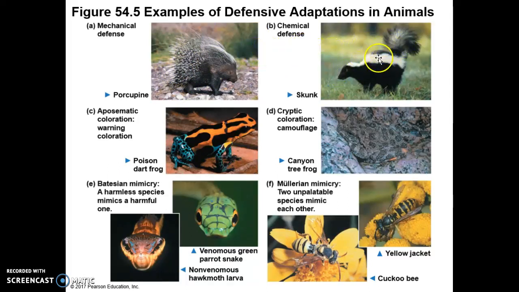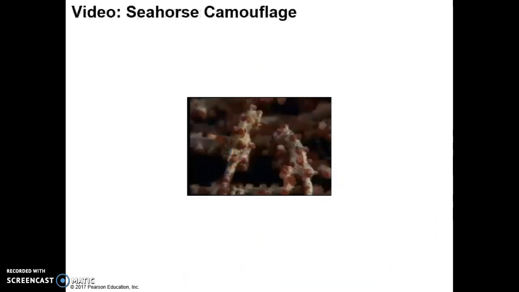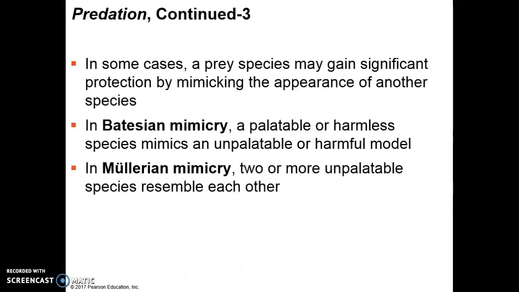Chemical defenses are what they sound like. A skunk sprays to avoid being eaten. There's camouflage. There's aposematic coloration, where I look bright, I look like I'm poisonous, so I am poisonous. There's a video here about seahorse camouflage. Make sure you check that out on the lecture.